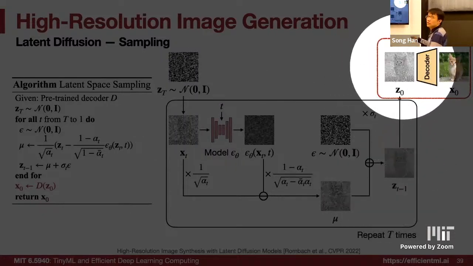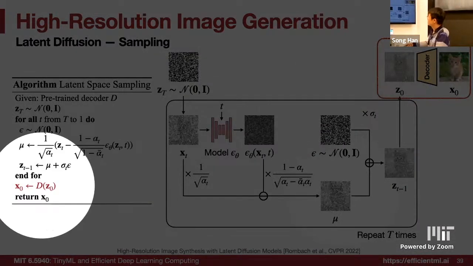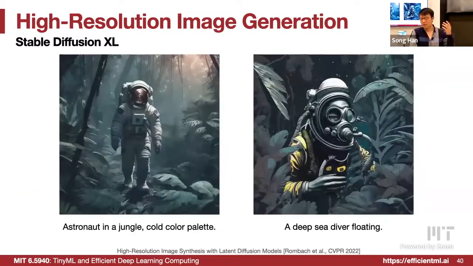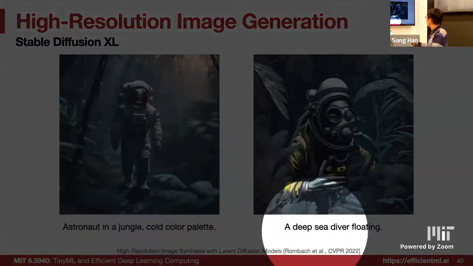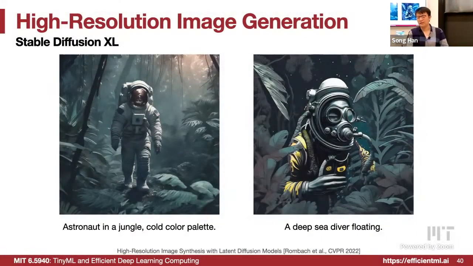After we get z0 in the latent space at a smaller resolution, we pass it through the decoder and reconstruct the original image. So the only change is the right part. The decoder goes from low resolution to high resolution. Everything else stays the same, but we can now generate much more complicated and higher resolution images. Like here, an astronaut in the jungle, cold color palette, and here is a deep sea diver floating. This is Stable Diffusion XL for high resolution image generation.